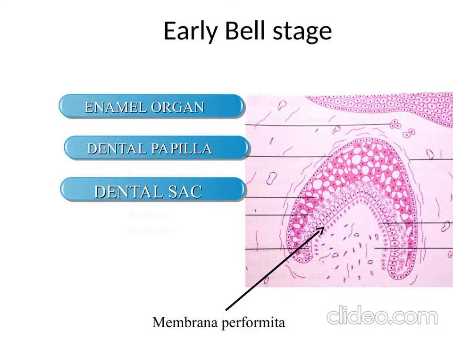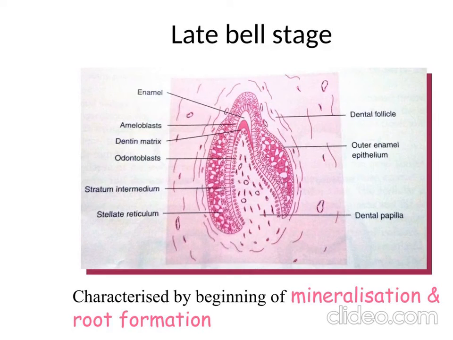One more thing you have to remember here is the presence of membrana preformativa, which is a strong basement membrane seen very evidently at this stage, which separates the enamel organ and the dental papilla very clearly. Moving on to the next stage, the late bell stage. Here all you see is that the overall development of the enamel organ is almost completely done.